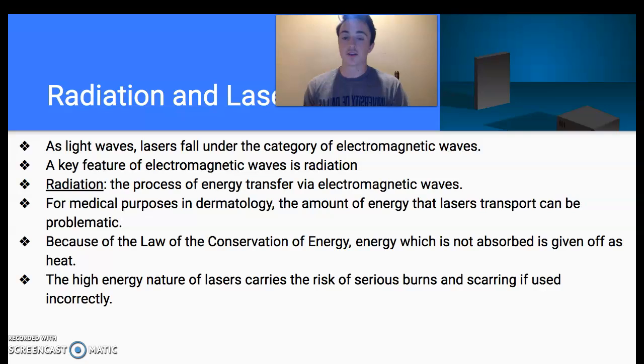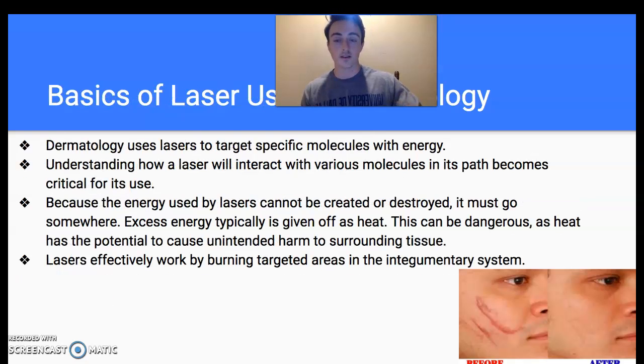So radiation and lasers. As light waves, lasers also fall into the category of electromagnetic waves. A key feature of those is radiation. Radiation is the process of energy transfer via electromagnetic waves. For medical purposes in dermatology, the amount of energy that lasers transport can be problematic. Because of the law of conservation of energy, energy which is not absorbed is given off as heat. The high energy nature of lasers carries the risks of serious burns and scarring if used incorrectly in medical procedures.